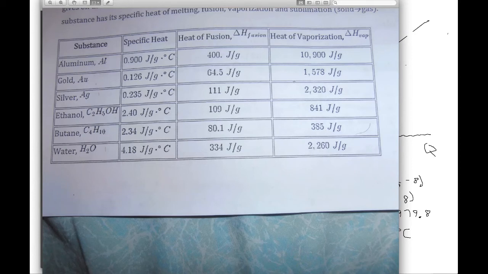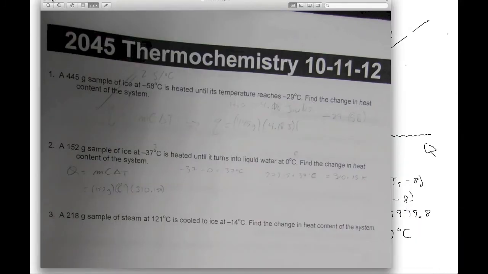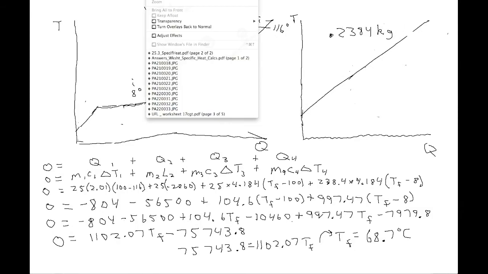What would be the heat of fusion of butane? Heat of fusion of butane would be 80.1 joules per gram. Positive or negative? Positive. Yeah. So in that case, you'd use the positive number. You just have to be very careful. These only give fusion and vaporization. Condensation and freezing are the negatives of those. That's really important to highlight and not forget when the test comes around. That's a real common trap that people tend to lose points on.